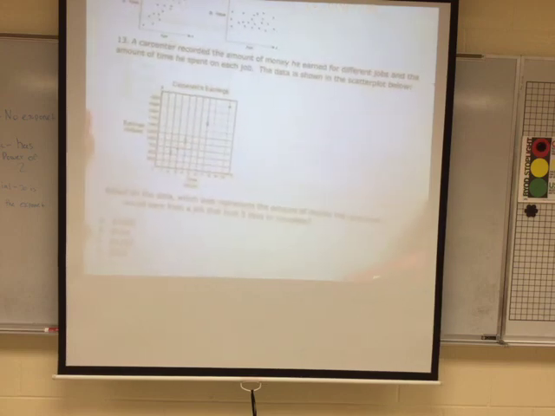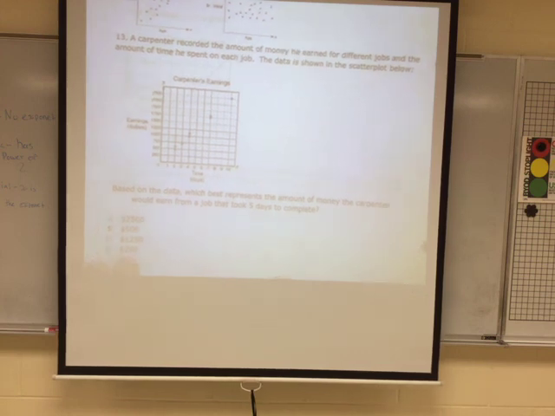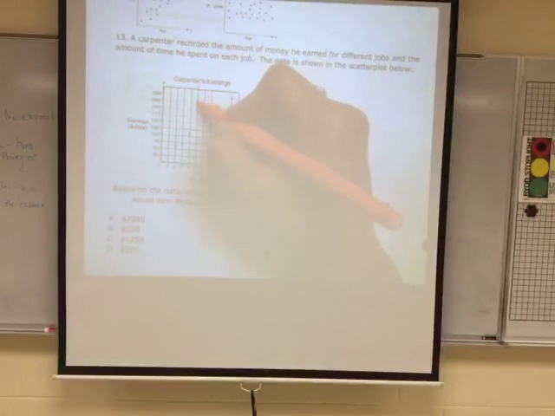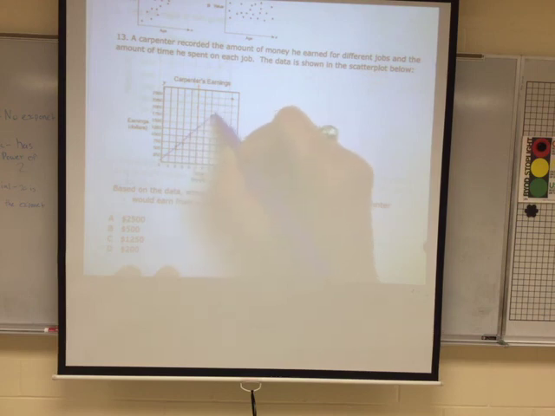Number 13 says a carpenter recorded the amount of money he earned for different jobs and the amount of time he spent on each job. The data is shown in the scatter plot below. The question says, based on the data, which best represents the amount of money the carpenter would earn from a job that took 5 days to complete? So we're looking right here. What I could do is draw a line of best fit for this data, and then compare my answer choices.